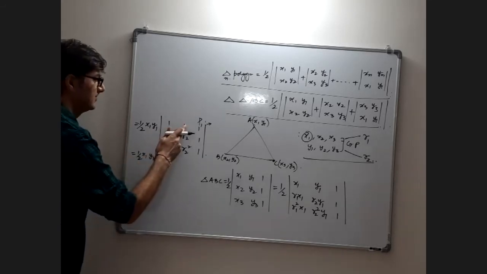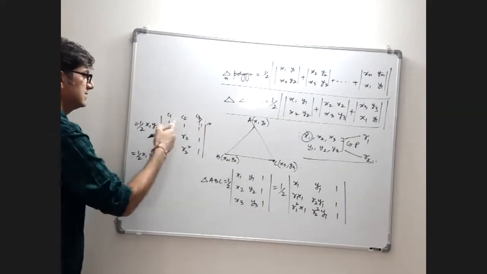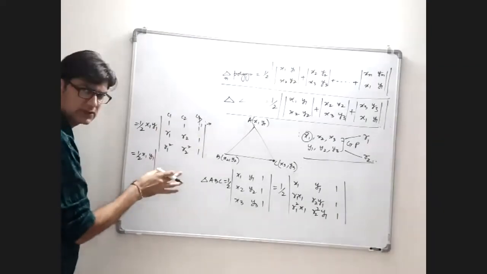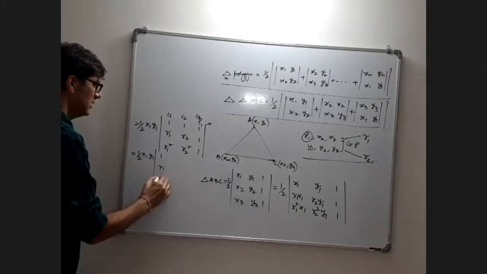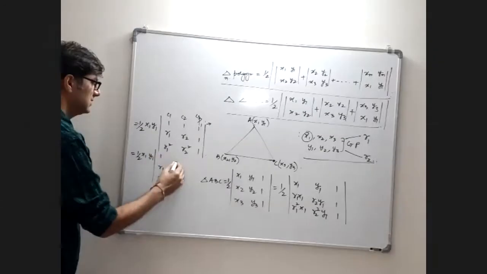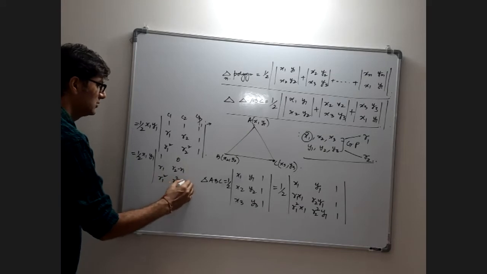This is C1, this is C2, this is C3: C2 minus C1, C3 minus C1. We will just reduce this determinant. So it's going to be 1, R1, R1 square. This minus this is 0. This is R2 minus R1, R2 square minus R1 square.